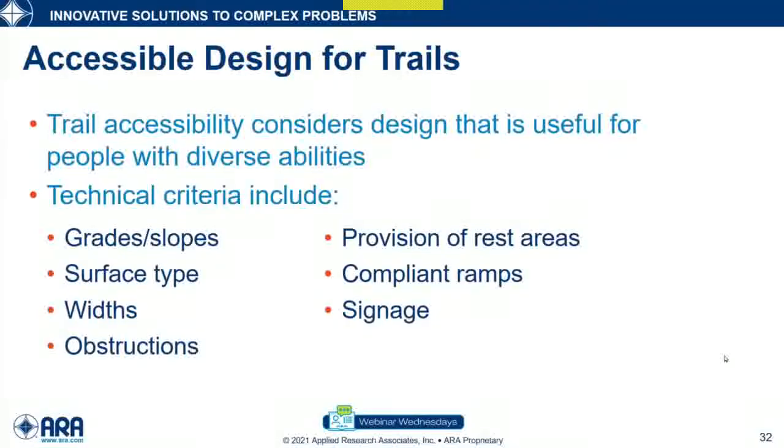Compliant ramps were also considered, not only meeting the grade requirements or having ramps at intersections where level changes in elevation are present, but also the provision of tactile walking surface indicators to help those with lower vision. And also the provision of signage such that individuals can navigate the system with ease. If there are some sections of trail that are less accessible, identifying those, just so no one runs into any uncomfortable situations.